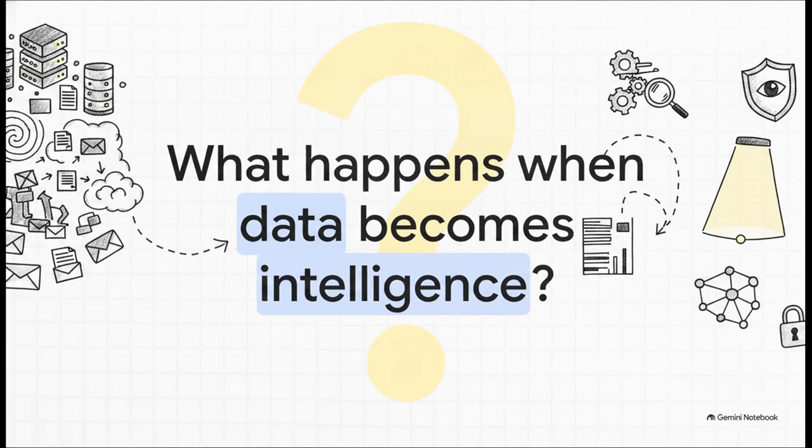What actually happens when raw data transforms into real intelligence? You see, the internet is literally flooded with terabytes of documents, emails, and databases. But having access to a massive data dump doesn't mean you automatically have intelligence. There is a totally vital process that happens in between.